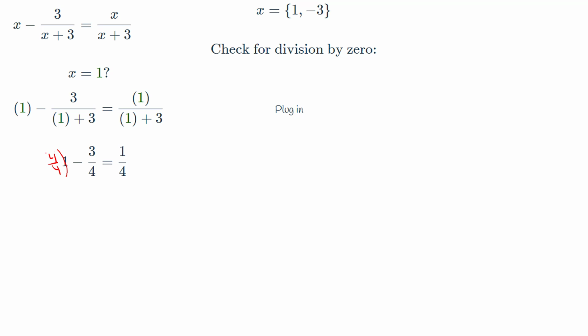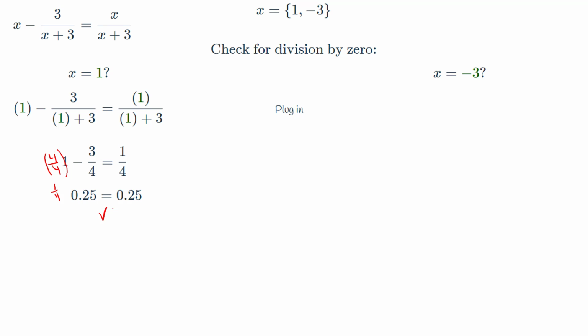So if you do that, 4 minus 3 would give you 1 over 4. So it should be 1/4 equals 1/4, or 0.25 equals 0.25. So with that, this checks out. We're all good. So the 1 works. Now let's check to see if we have the negative 3.